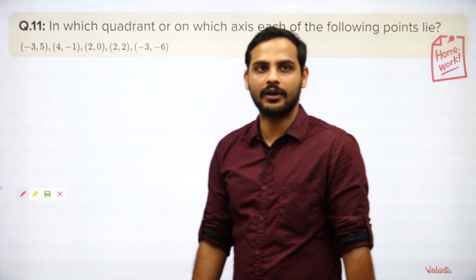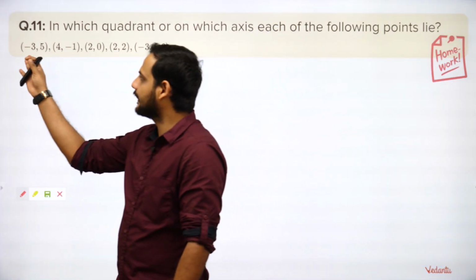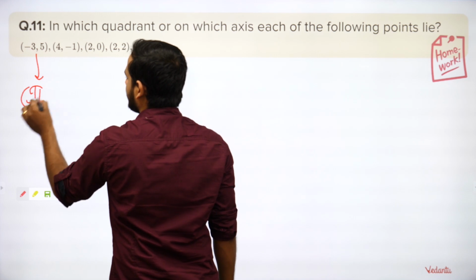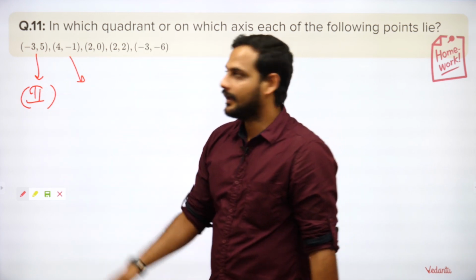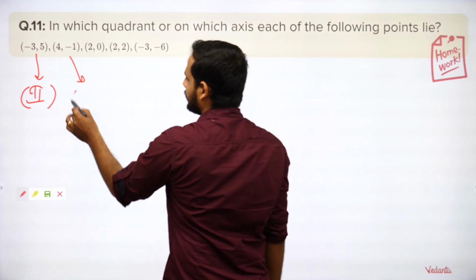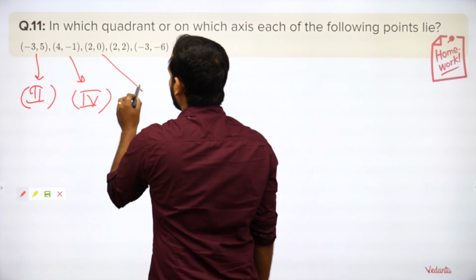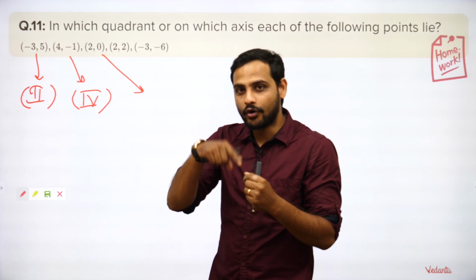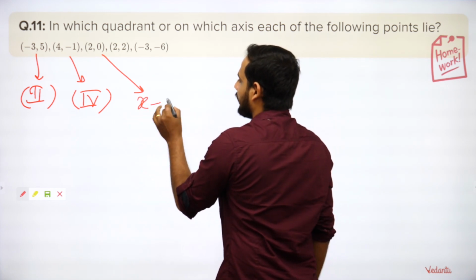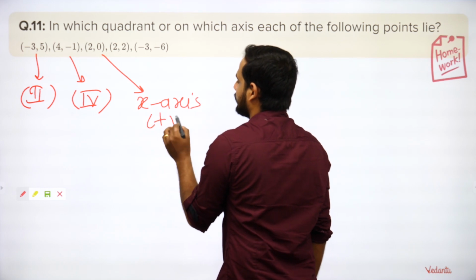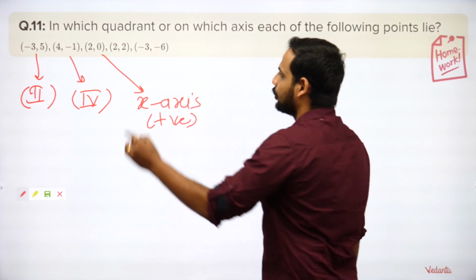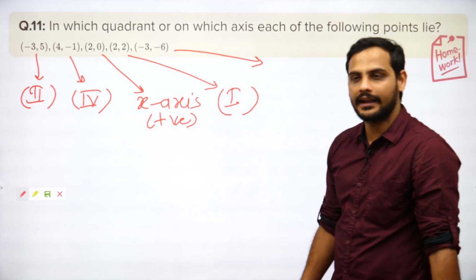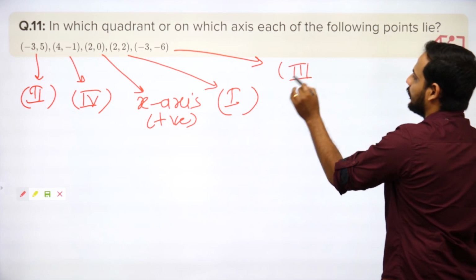Minus 3, 5: x is negative, y is positive, correct? So it will be lying in the second quadrant. Then 4, minus 1: x is positive, y is negative, so it will be lying in the fourth quadrant. 2, 0: the y coordinate is 0, so this point lies on the x-axis, on the positive side. Then 2, 2: both x and y positive, so it lies in the first quadrant. And minus 3, minus 6: both are negative, so it lies in the third quadrant.